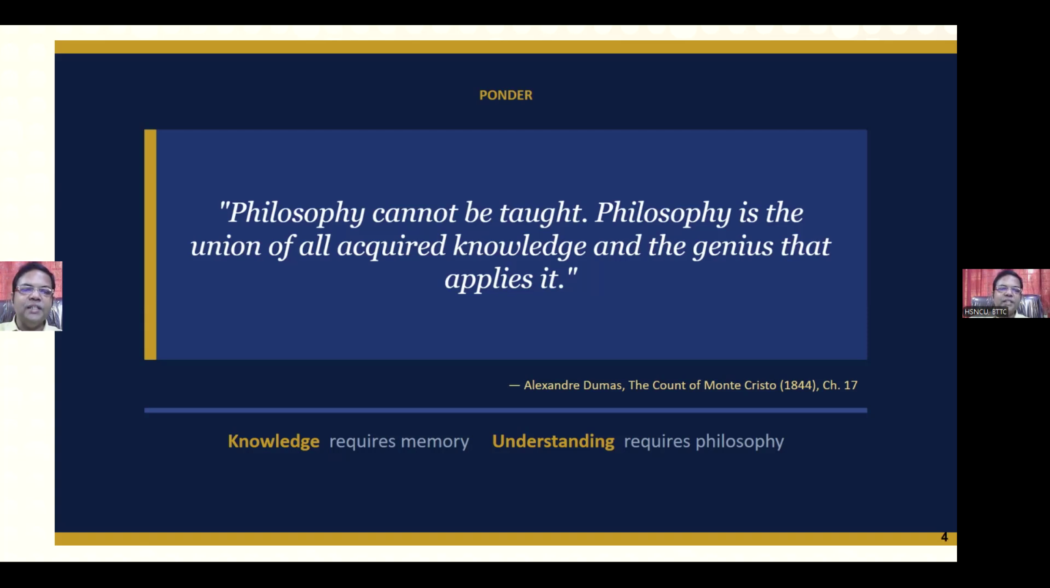This quote positions philosophy not as content, but as a capacity for synthesis and application. For PhD researchers, this is precisely what a doctorate demands. Not merely an accumulation of facts, but the philosophical wisdom to construct a coherent, original argument. Memory stores facts. Philosophy generates meaning.